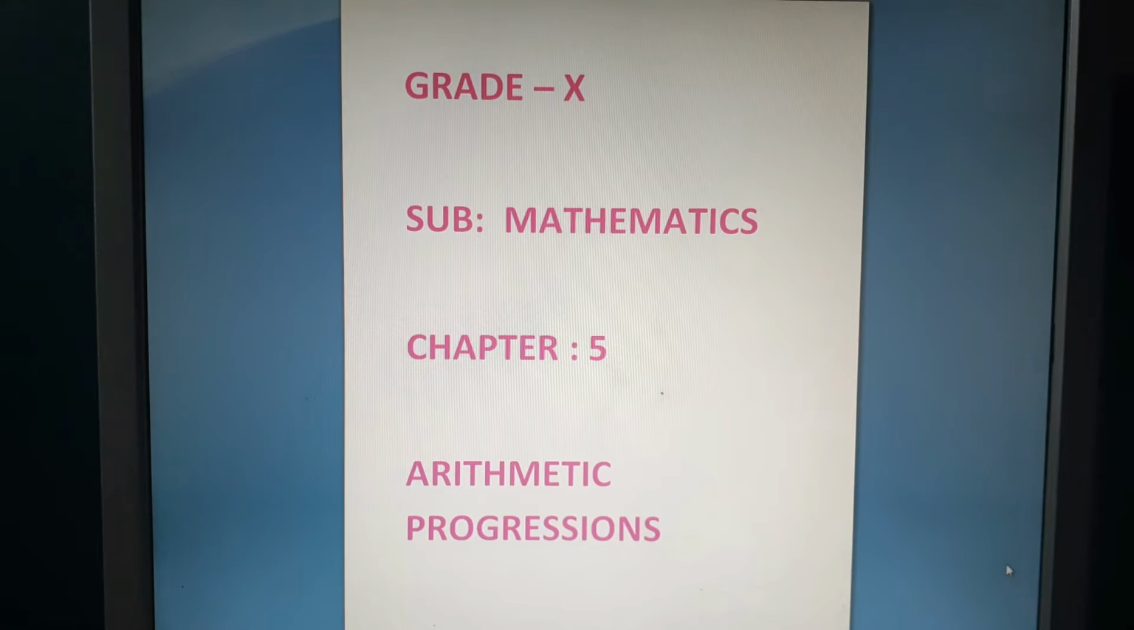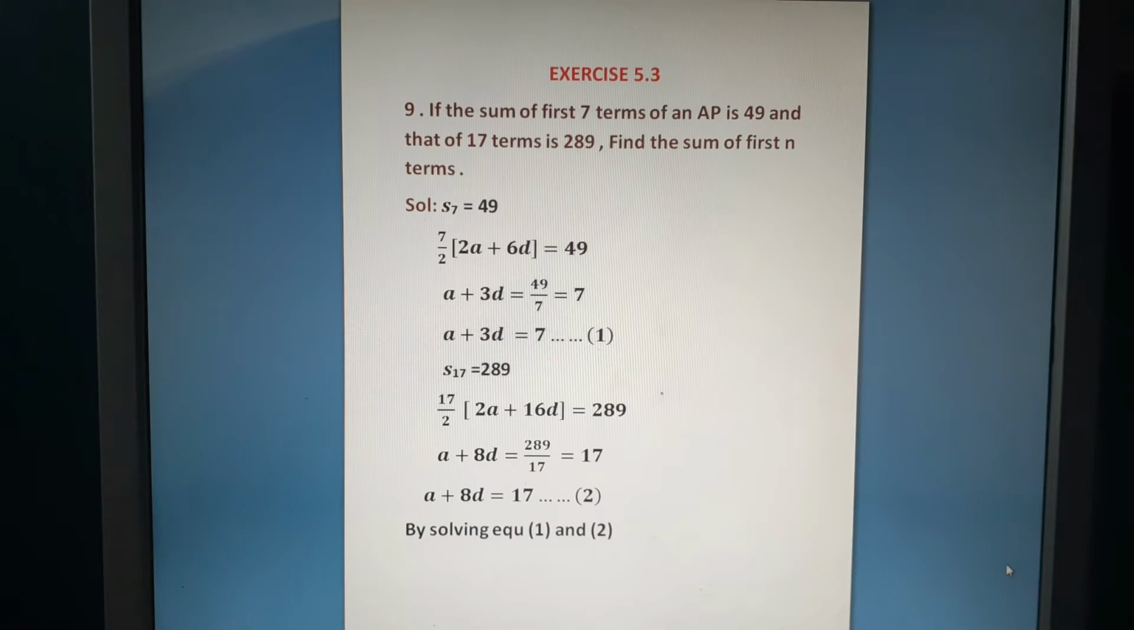This is the continuity of arithmetic progressions. In the previous session, you studied the sum of the first n terms of an AP, that is, Sn is equal to n by 2 into (2a plus (n minus 1) into d). Just recall it, children. Now we will see the continuation of exercise 5.3.